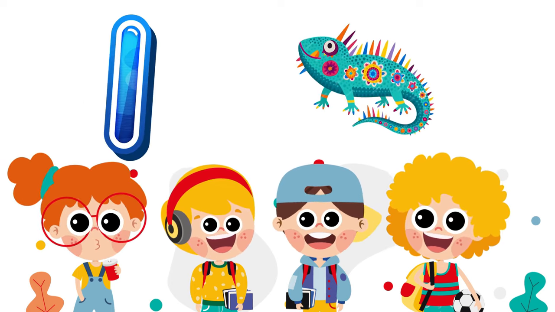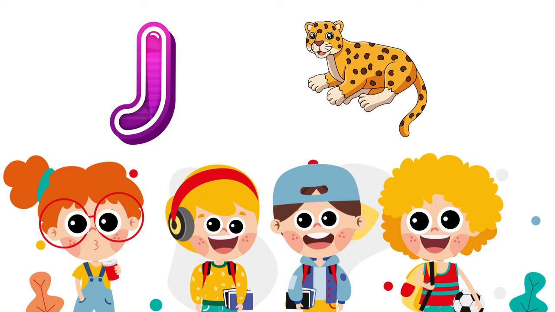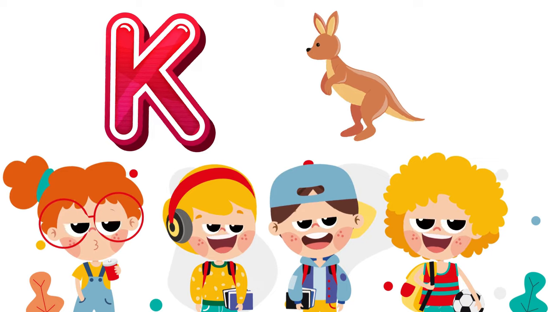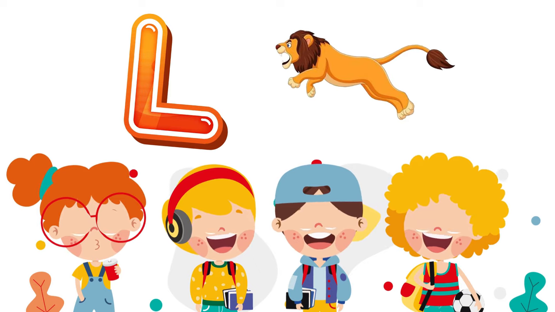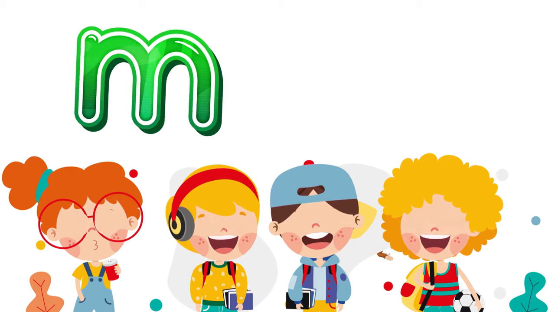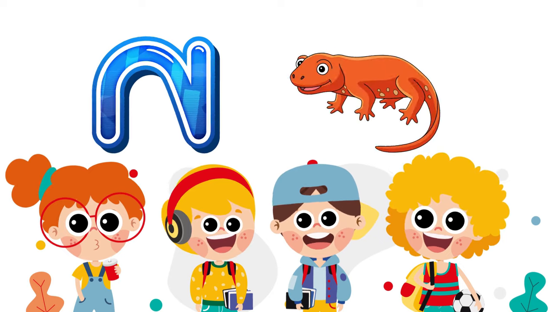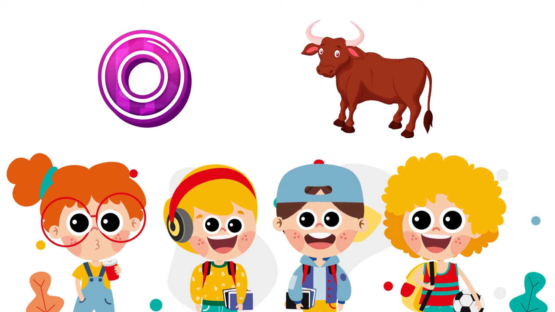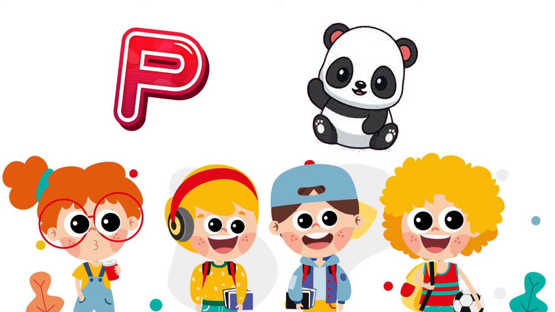I is for iguana. Iguana. J is for jaguar. Jaguar. K is for kangaroo. Kangaroo. L is for lion. Lion. M is for monkey. Monkey. N is for newt. Newt. O is for ox. Ox. P is for panda. Panda.